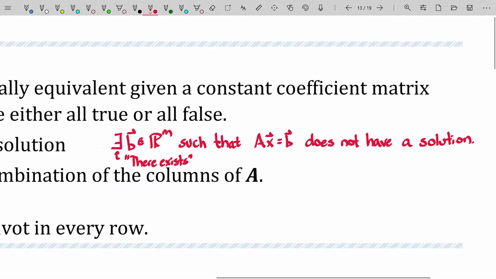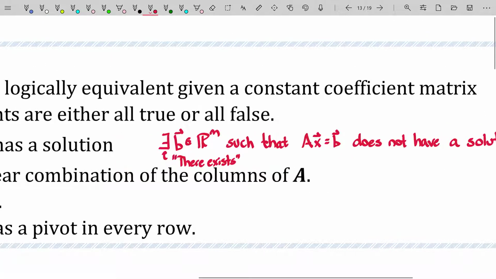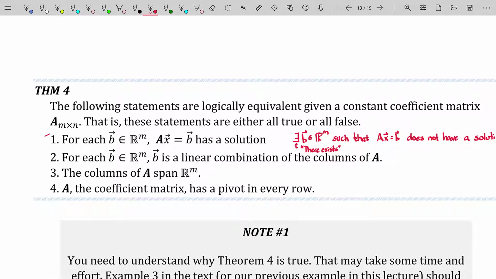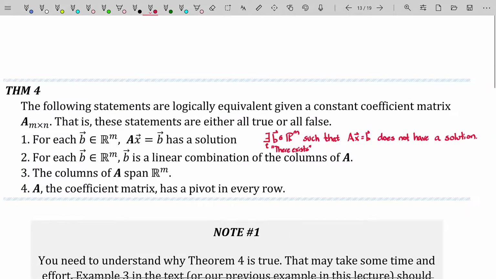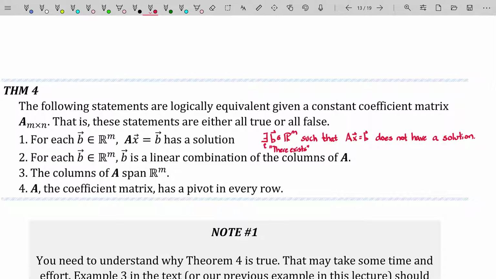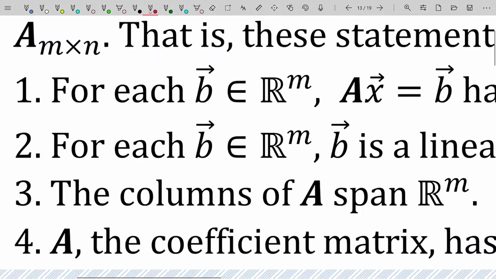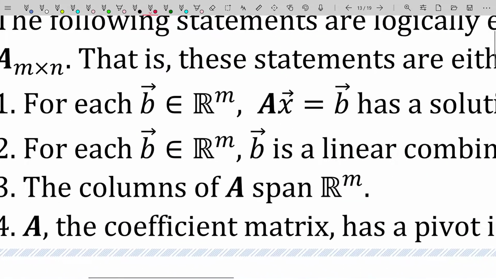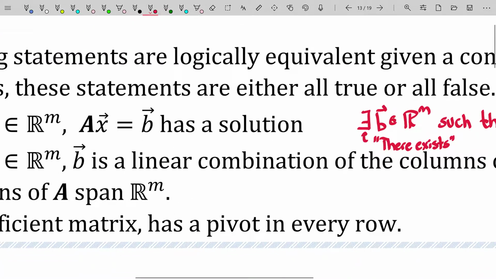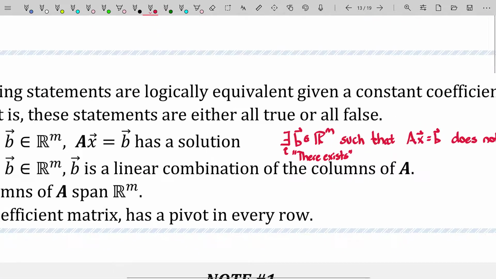Okay, so we're now dealing with, well, what if one of these fails? If one of these statements here fails, they will all fail. So what's the all-fail situation? What's all the language we need for all of them failing? Well, the first one, the opposite is, there exists a B such that Ax equals B does not have a solution. The second one says, there exists a B in Rm such that B is not a linear combination of the columns of A.